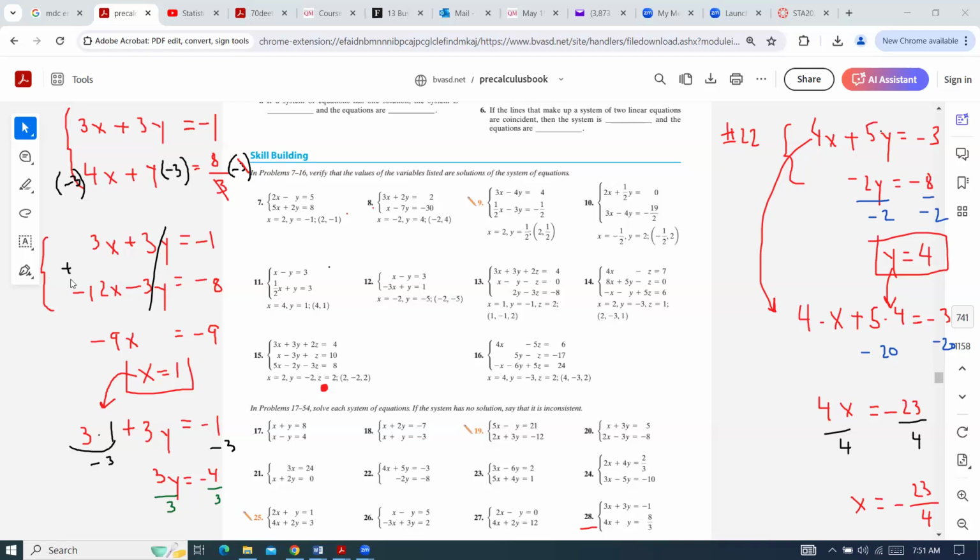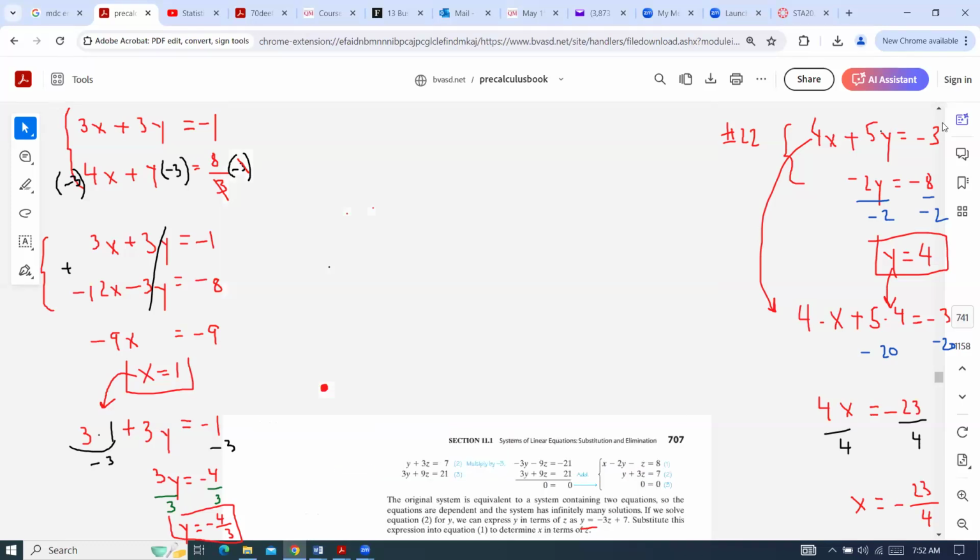-4/3 is what we have for y. -4/3. So we're solving systems of equations. We always need to find both x and y. Well, it turns out that sometimes you can't solve it. Let me show you another case.